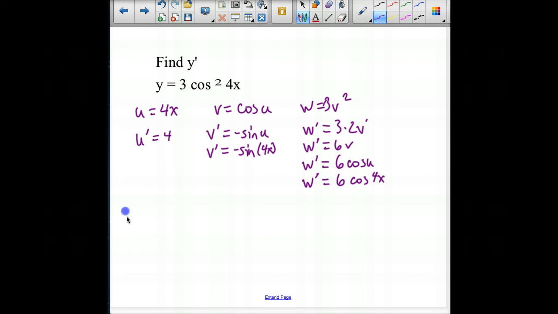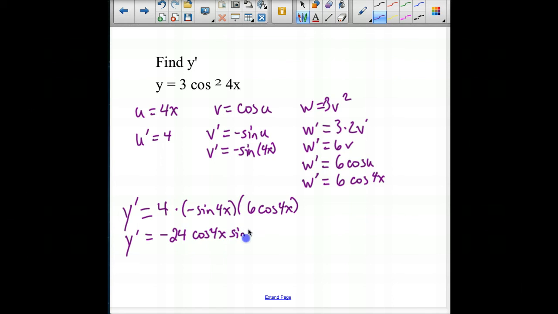So the final setup for our derivative is u prime times v prime times w prime. Simplifying, you put negatives first, constant second, and 4 times 6 is 24. Then your trig functions, cosine 4x, sine 4x, or sine 4x, cosine 4x. Now that's our final answer.